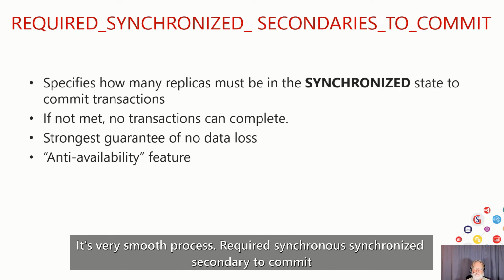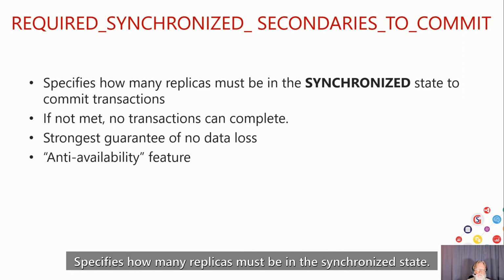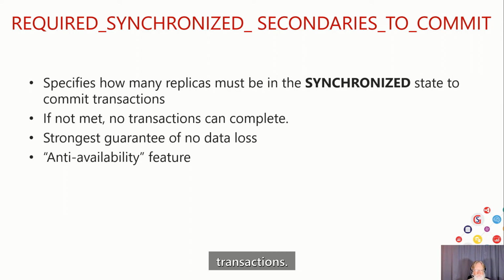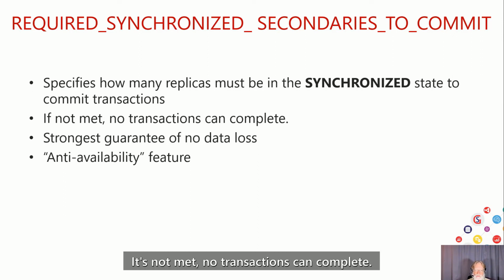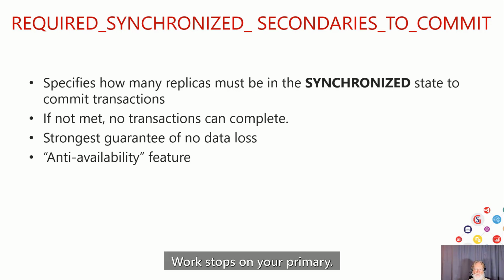Required synchronized secondaries to commit, we went through in fair detail. It specifies how many replicas must be in the synchronized state. So not synchronizing, but synchronized state in order to complete transactions. If it's not met, no transactions can complete. It is the strongest guarantee of no data loss. Also the anti-availability feature, because if you fall behind at all, work stops on your primary.